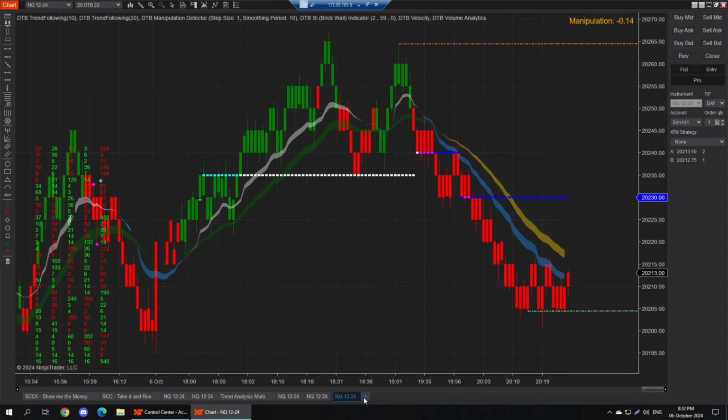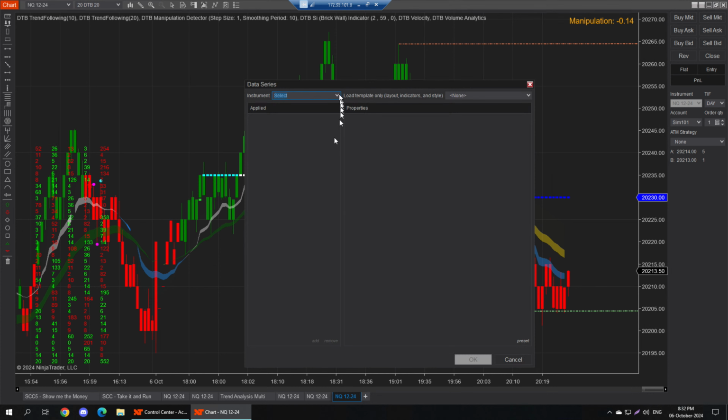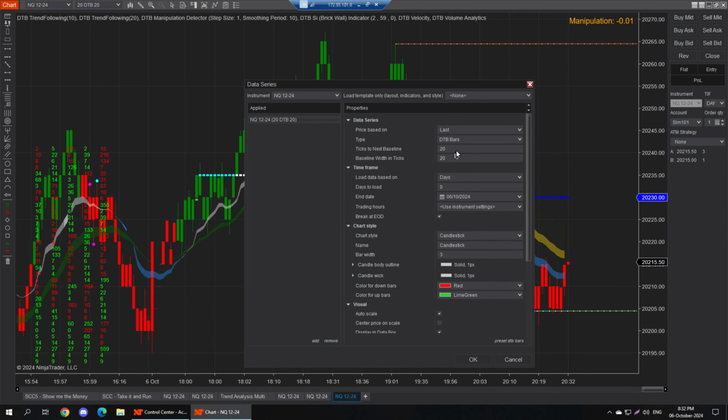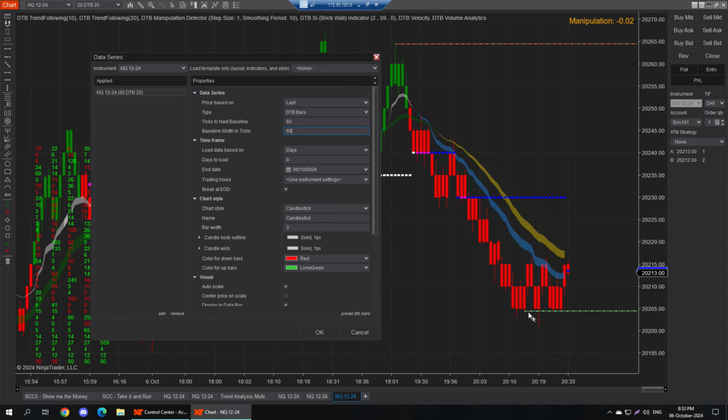I just want to open up a new chart over here, and we'll go NQ, and we'll go 60-60. Look how great this has been while I'm talking, for showing you resistance. It's in real time all the time, right?